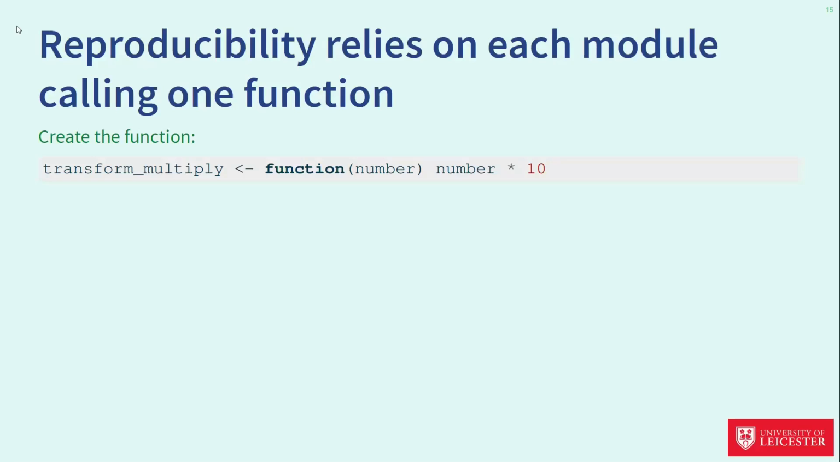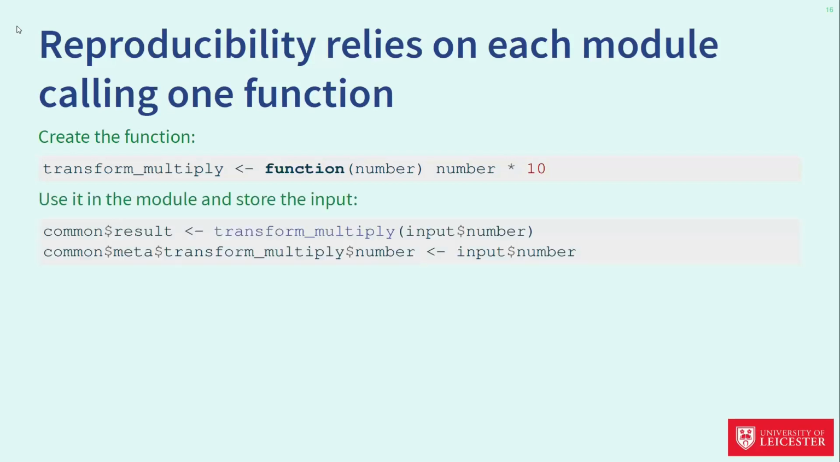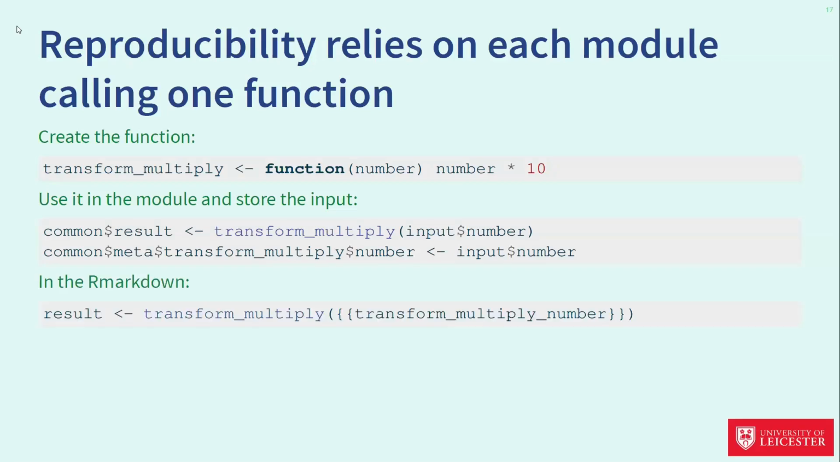And so, in terms of the reproducibility, the way this works is that each of the modules calls a synonymous function. So we'd first of all develop this function, transform multiply, and then in the module of the app, we'd use that function, store the result in common, and then crucially we store any of the inputs used in that function in a meta object, and then in a separate R Markdown document for the module.